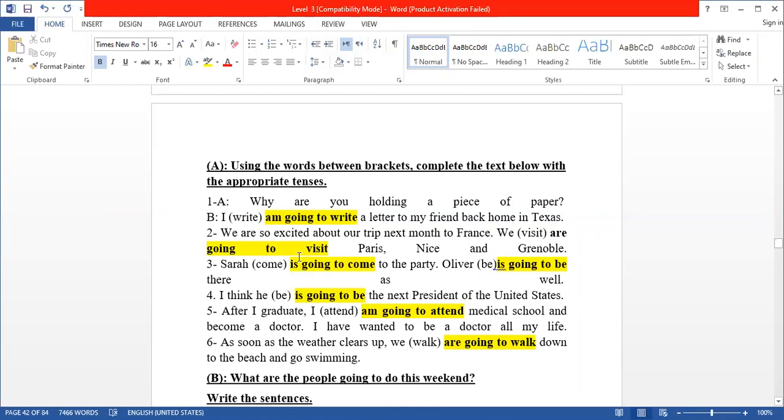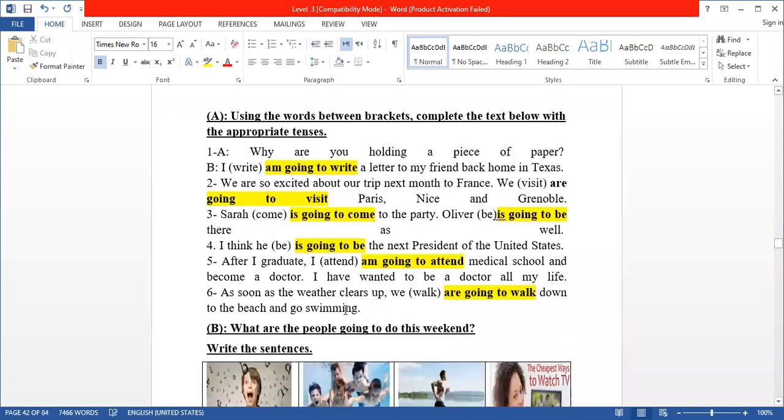We are going to visit. Sarah is going to come. Oliver is going to be, and I think he is going to be. I am going to attend, and we are going to walk down.